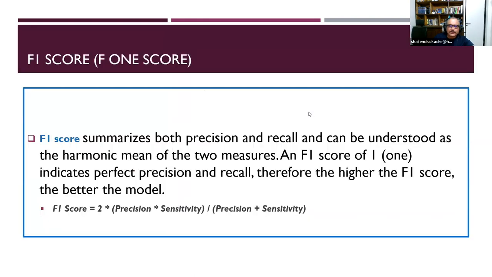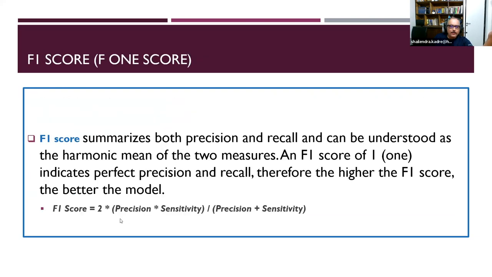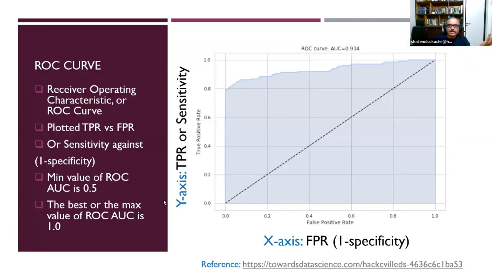Then F1 score. Depending upon the business case, sometimes we want sensitivity more, sometimes we want specificity more. These are some business cases. But F1 is a combination of both precision and sensitivity, the combined score. So if the F1 score is near to 1, your model is good. Similarly, area under the curve is also an absolute measure. If your area under the curve is near to 1, it is a good model. So this is how we are measuring our model.